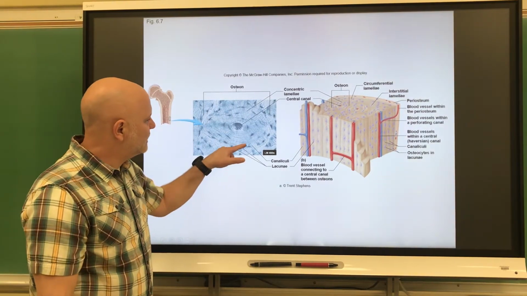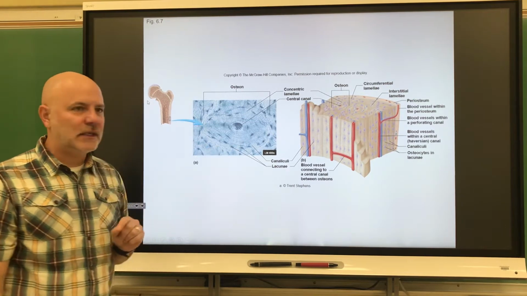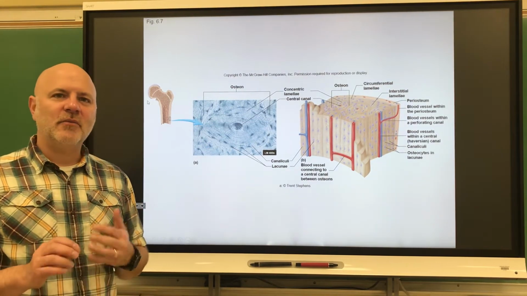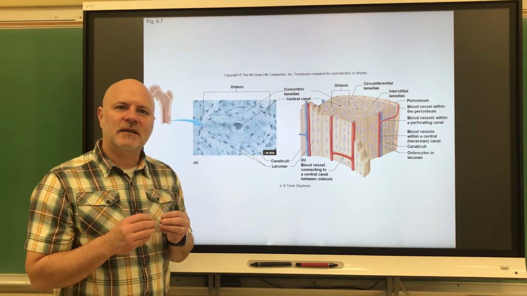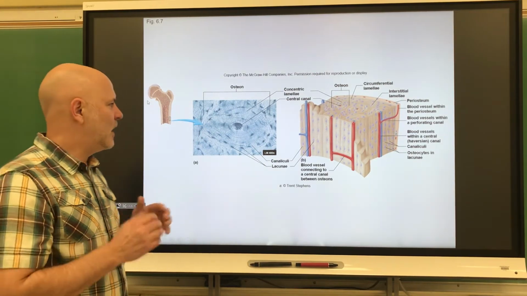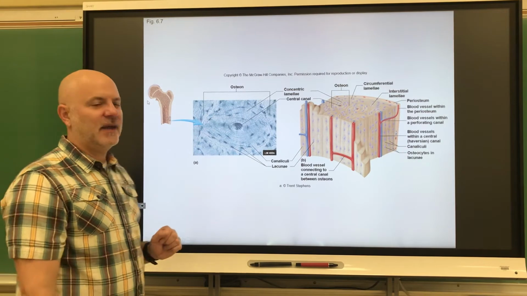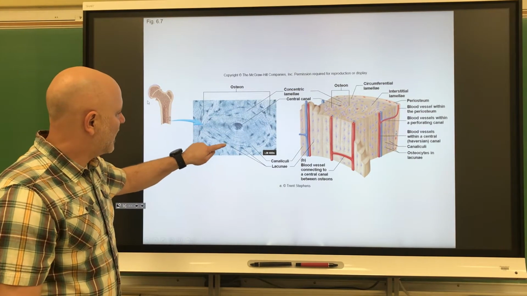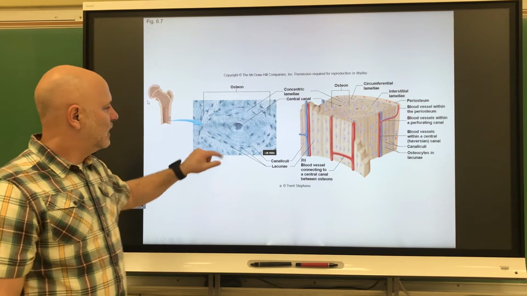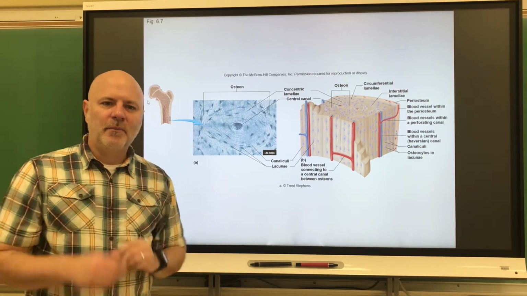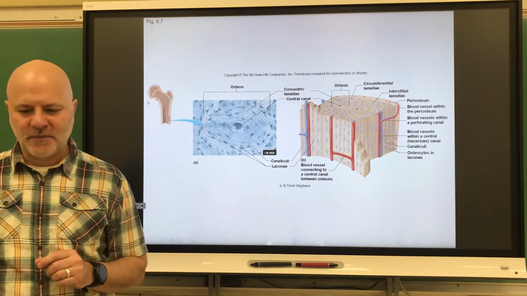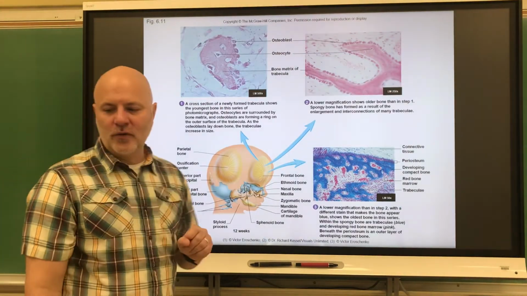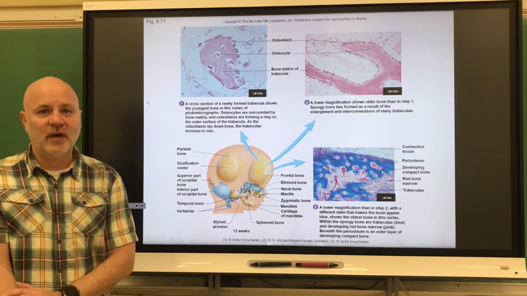Now you're seeing all these little lines in there, and those little lines are called canaliculi. So these are small tubes in the bone that allow the osteocytes to connect to each other. And these osteocytes connect by gap junctions. So this one connected to that one through that canaliculi, and the bone cells are connected by those gap junctions.